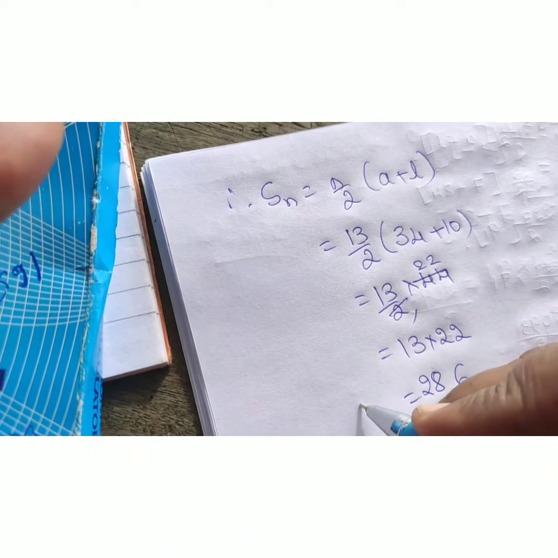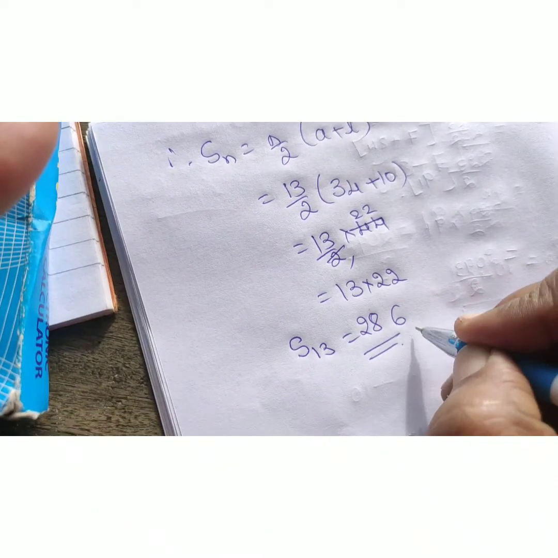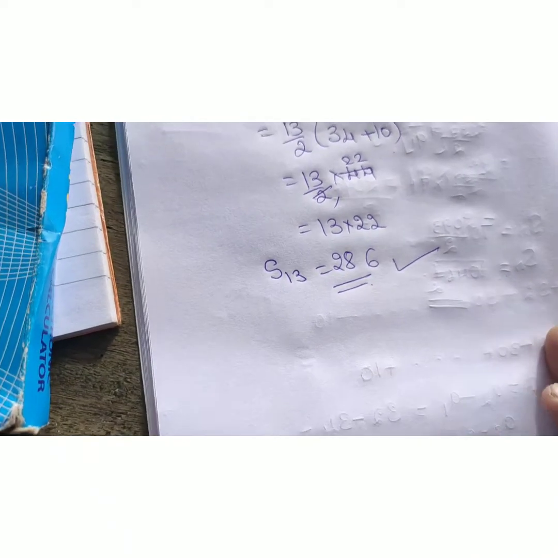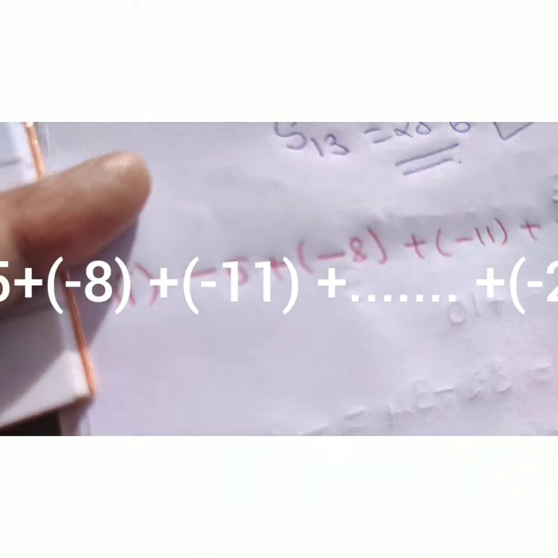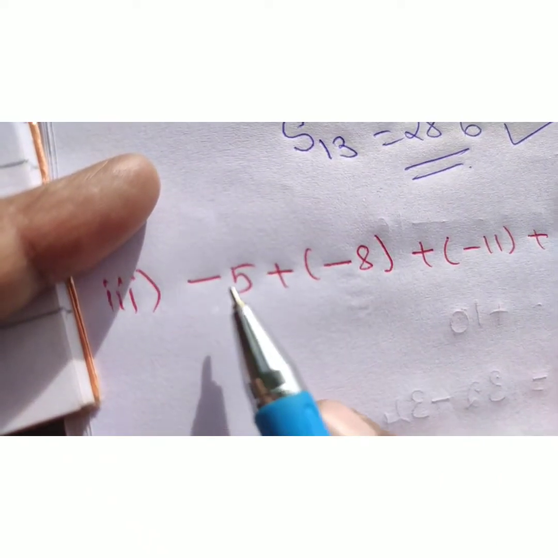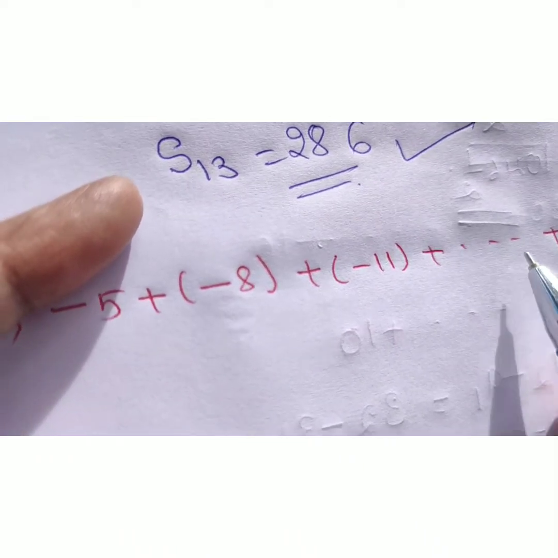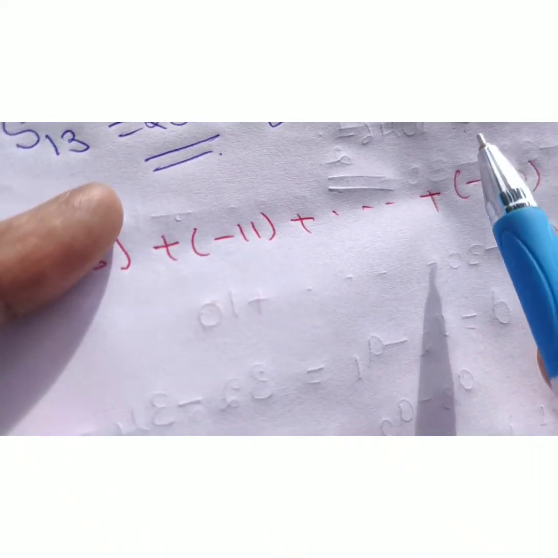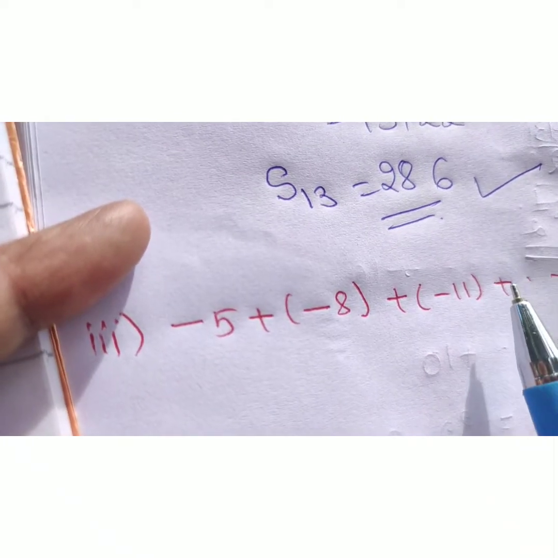So what you have here? Sn, n was 13, so S13 is 286. So this is the answer for your second problem. Now let us solve the third problem. The given AP is minus 5 plus minus 8 plus minus 11 up to minus 230. This is same like the previous problem.